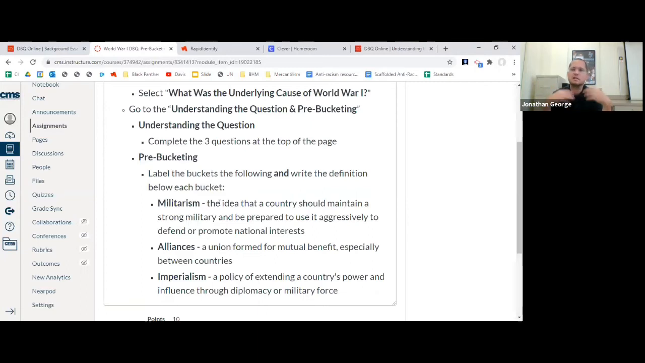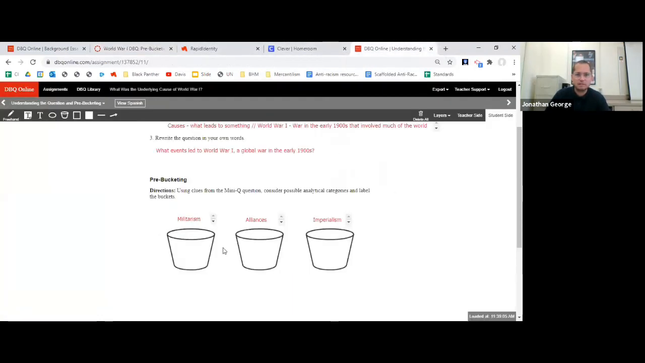So some scholars say that militarism was a leading cause of World War I. All these countries are building up their military might. And so in a way, they're saying that that can lead into this global conflict. So go ahead and write that definition in your own words, please. In your own words, please.